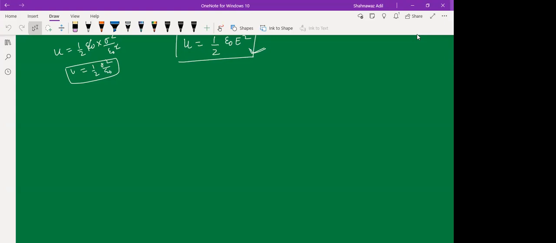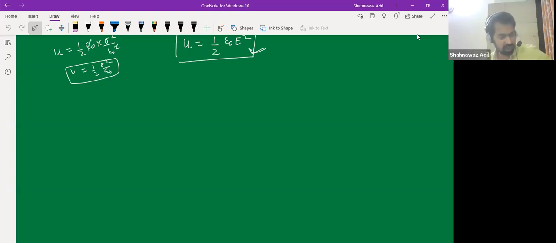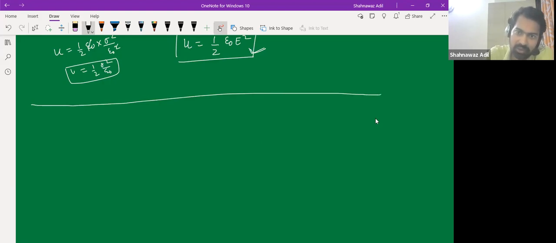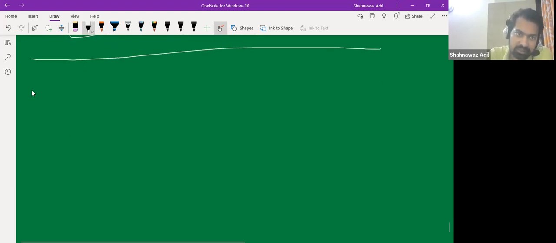Okay, so Rabia, let us start the new topic so that Rabia could also understand. The next topic is: what is the difference that the dielectric makes in the circuit? Whenever we add the dielectric, what difference does it make? Before we do that, we have three cases, right?